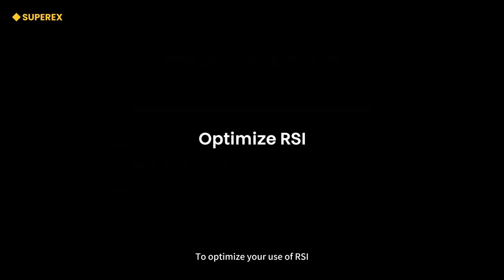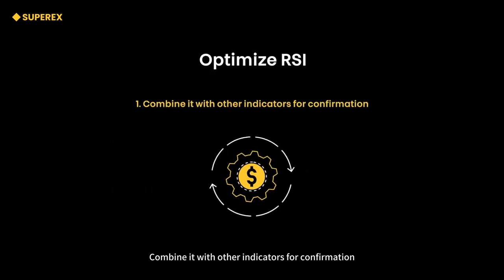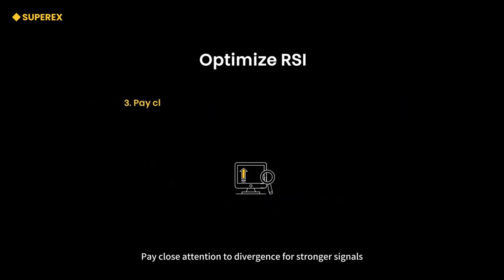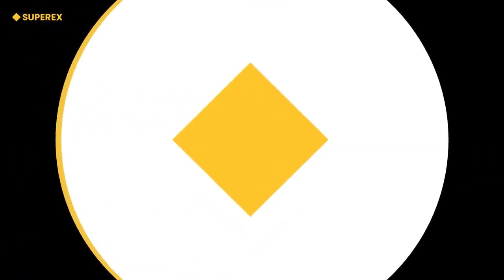To optimize your use of RSI, combine it with other indicators for confirmation. Adjust overbought or oversold levels based on historical performance. Pay close attention to divergence for stronger signals.